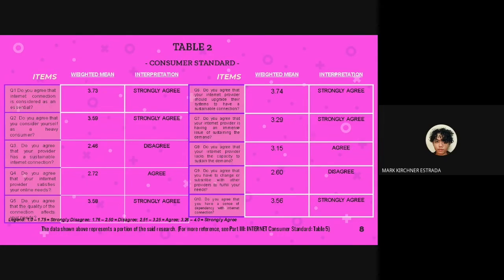Do you agree the internet connection is considered as an essential? And do you agree that you have a sense of dependency with internet connection? Those two are examples from this table 2 and its values.